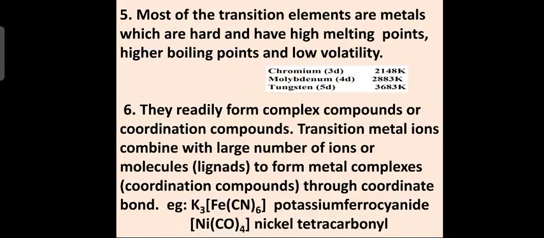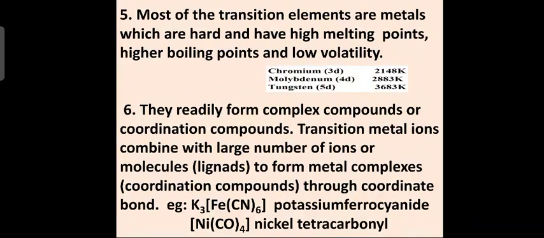Fifth point, most of the transition elements are metals which are hard and have high melting points, higher boiling points and low volatility. Most of the transition metals are very hard, therefore they have high melting points. Since they are hard, you need to heat them to a very high temperature in order to melt them. Even boiling points: if you convert the solid metal into liquid, and then you have to boil, right? That is the boiling point. So a higher boiling point is also required.